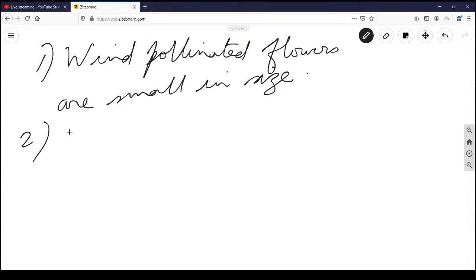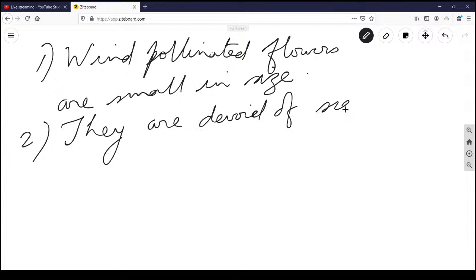Then they are devoid of scent or nectar, because they are wind pollinated and not reliant on insects, so evolution doesn't need it. They are devoid of specific scent, fragrance, or nectar, or any other special characteristics, because they are directly dependent on wind.